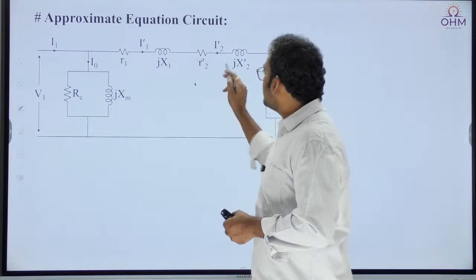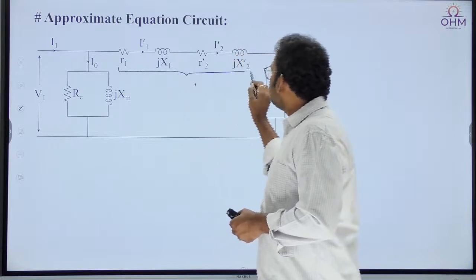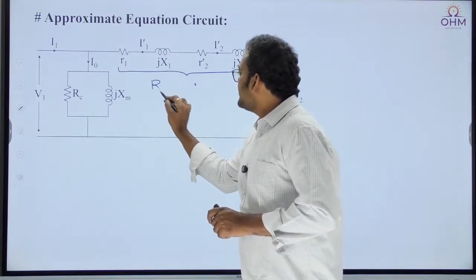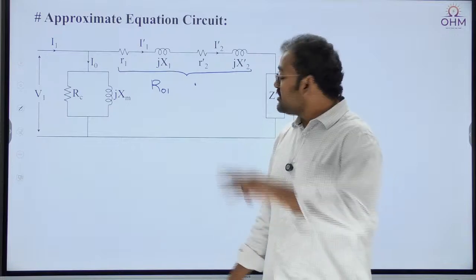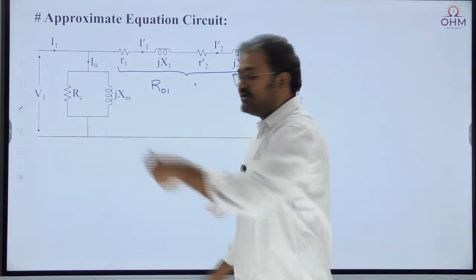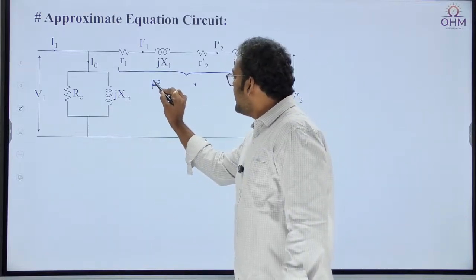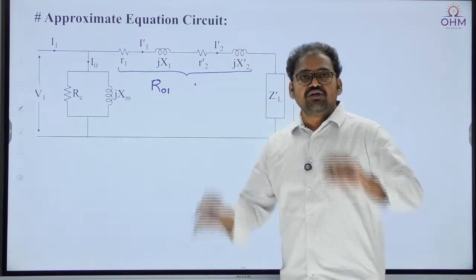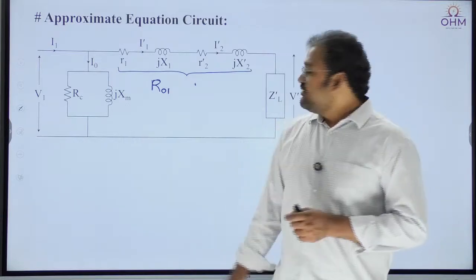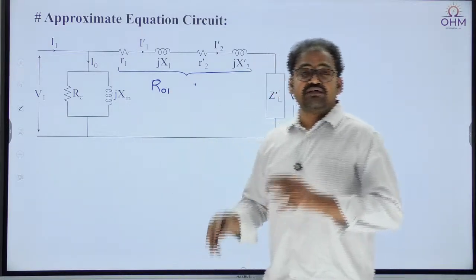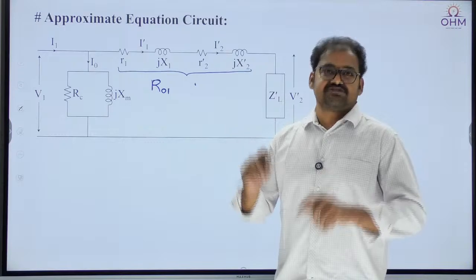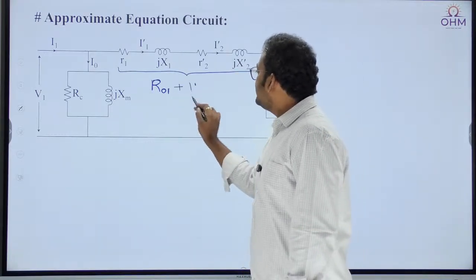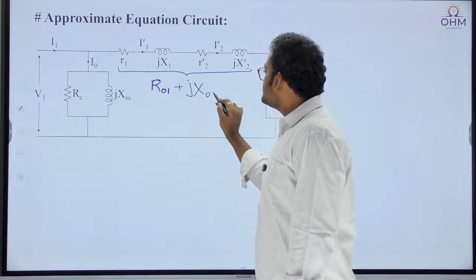As these two branches are now in series, can I combine R1 and R2 dash together as a single resistance? Yes. That is capital R01, because everything is referred to which side? Primary side. That's why you need to use the suffix 1. And I am using a capital R. Remember, guys, if I use a small r, they are individual winding resistances. When I use a capital R, it is the total effective resistance referred to the primary side. Similarly, X1 and X2 dash I can combine into a single reactance, that is X01.